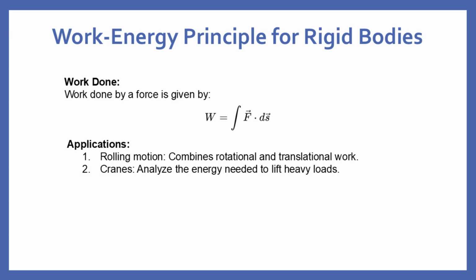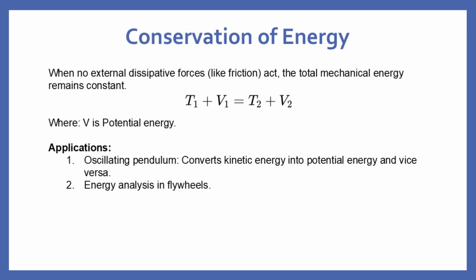lifting and rotating loads. Let's discuss the conservation of energy. When no external dissipative forces, like friction, act on a system, the total mechanical energy remains constant. This is represented by the equation: the sum of the initial kinetic and potential energy equals the sum of the final kinetic and potential energy.